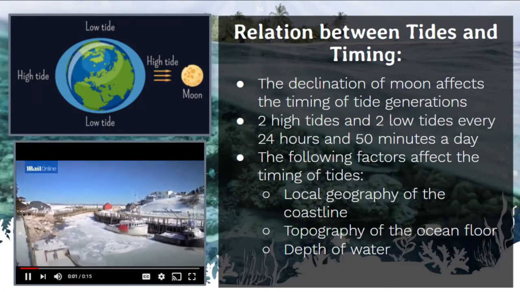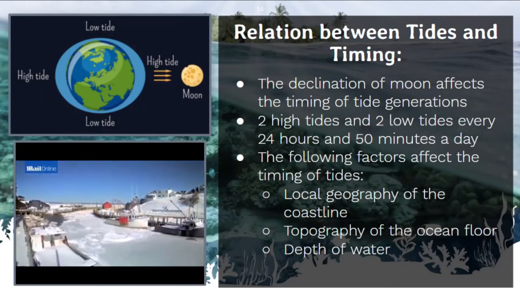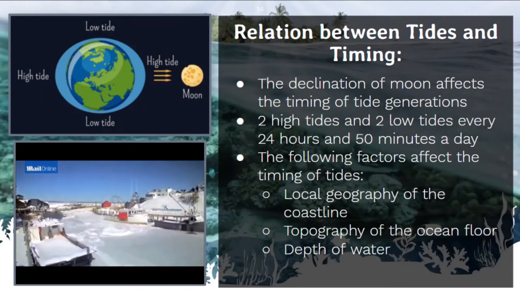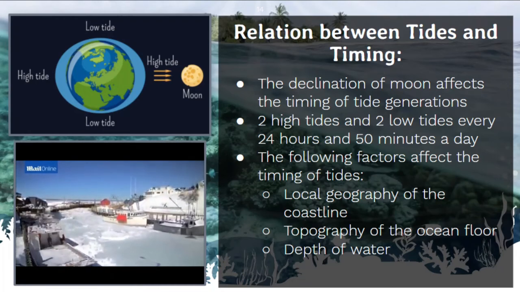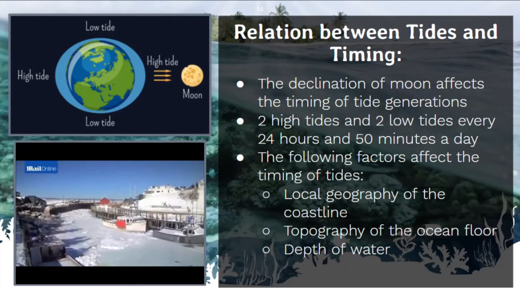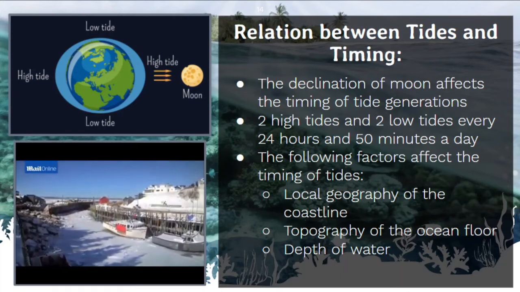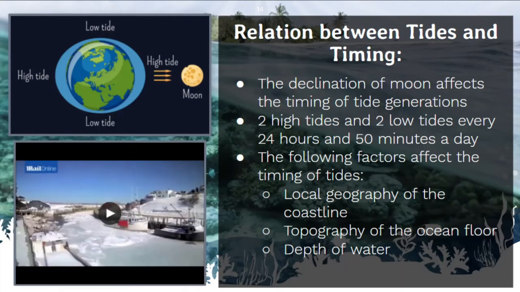Now, there are some differences between high and low, and even the high tide and low tide of places around the world. It's not the same. And we know that there's 2 high tides and 2 low tides. They happen approximately every 24 hours and 50 minutes a day. So you have about 12 hours and 25 minutes between the 2 high tides, and you have the same amount between the 2 low tides.